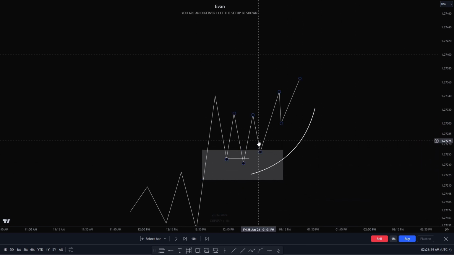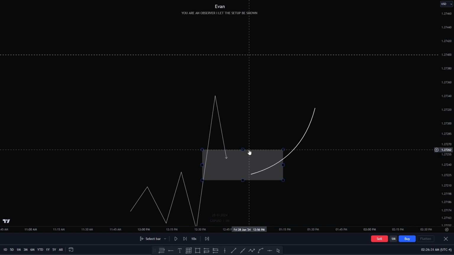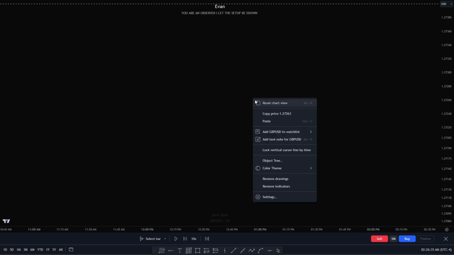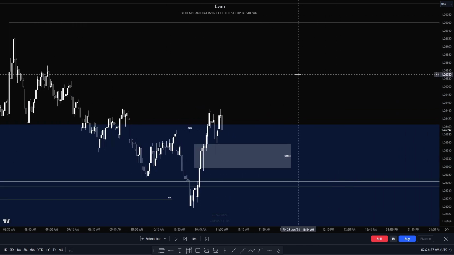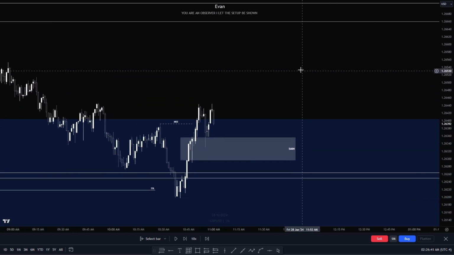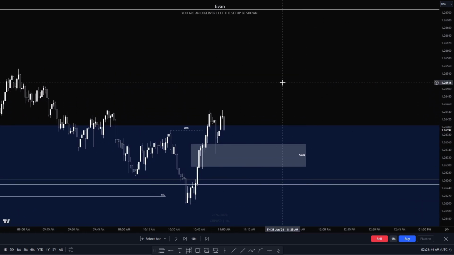And if that happens to you where it just goes straight up, don't stress about it. Don't worry about it. If you have good discipline, it shouldn't worry you. So, going back to this trade, right?